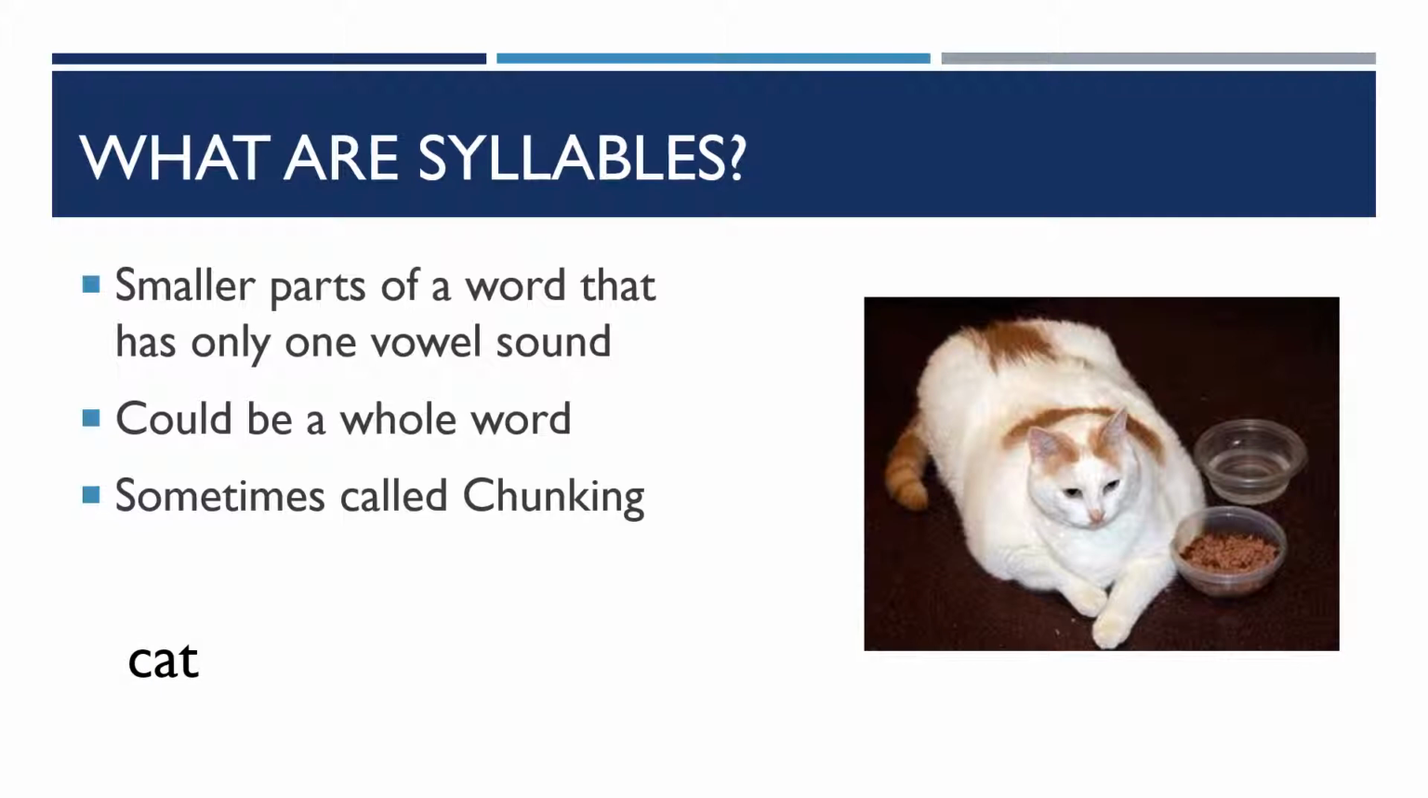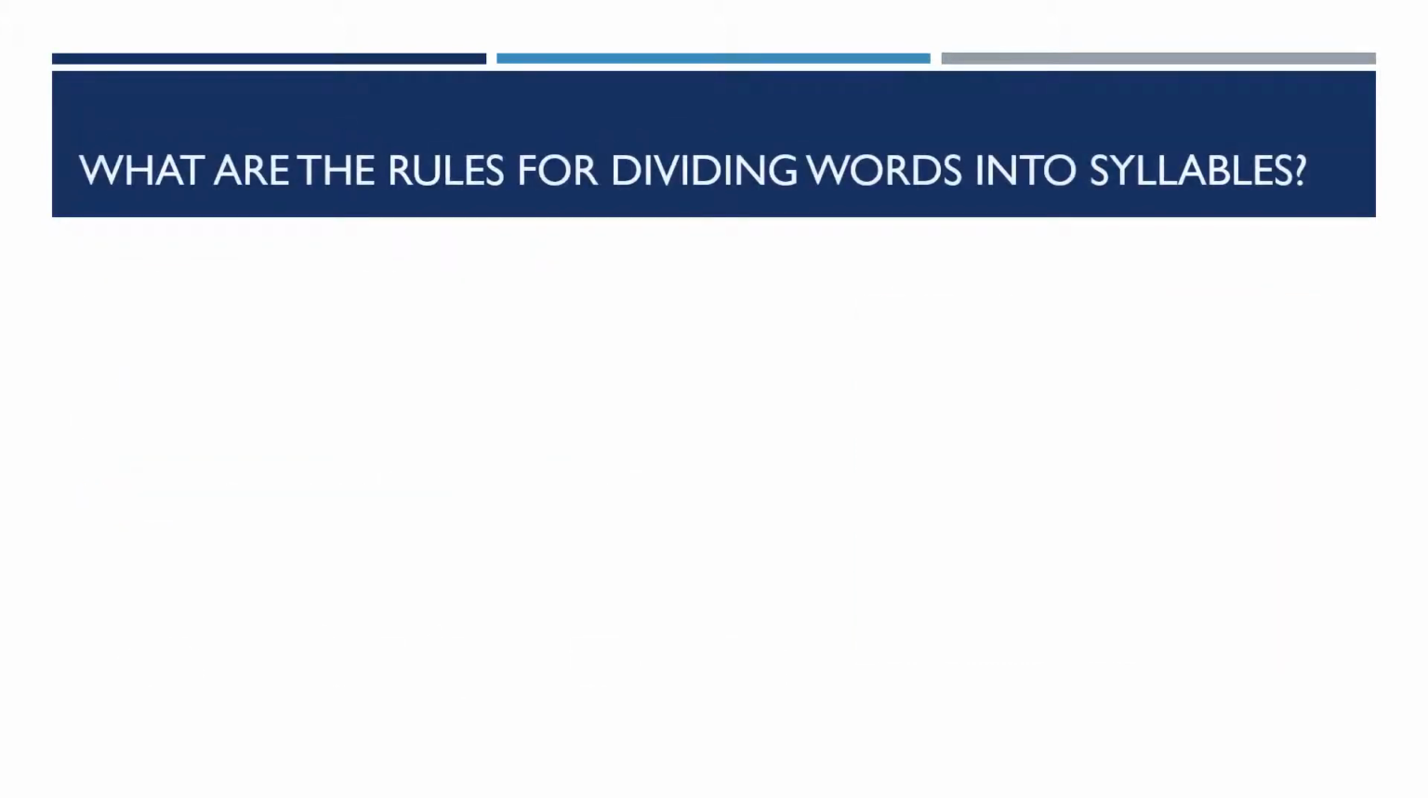The word cat only has one vowel sound, so there's only one syllable. The word chunky has two vowel sounds, so there are two syllables. And the word curious has three vowel sounds, so there are three syllables. Now let's look at the rules for dividing words into syllables.